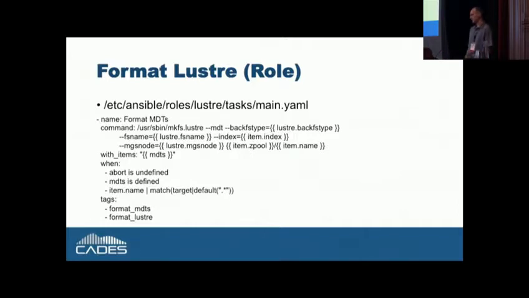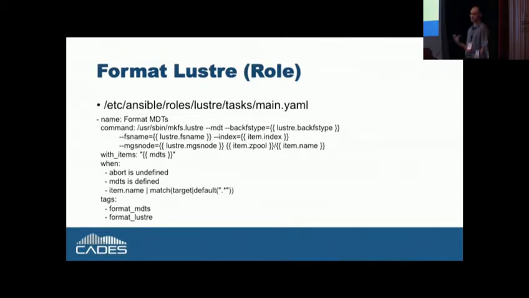And then for the actual tasks, this is an example of what formatting the MDTs would look like. Again, you have the command line with a bunch of variables filling in the details of the file system name and the zpool that's being used. You loop over, in this case, all of the MDTs, and then you have your conditionals. You only do it if abort is undefined, so you have to specify the tag to run the play. Make sure the MDT variable is defined, because if you limit this to a set of hosts that don't actually have any MDTs defined, then it's going to error out. And if you want to limit it to a specific target with the -e option, make sure that the target matches the item name.